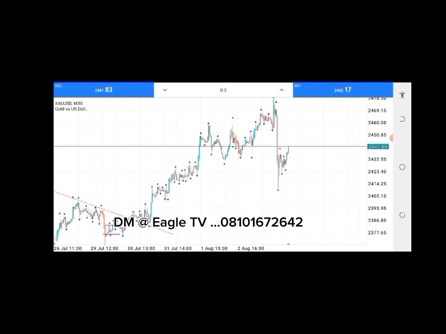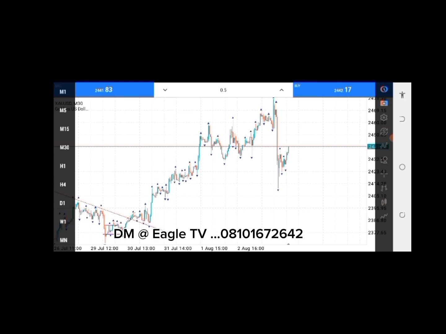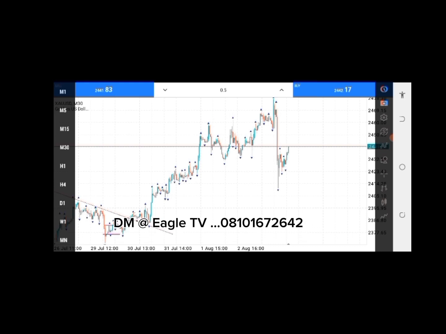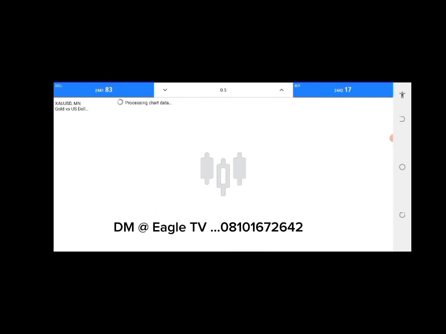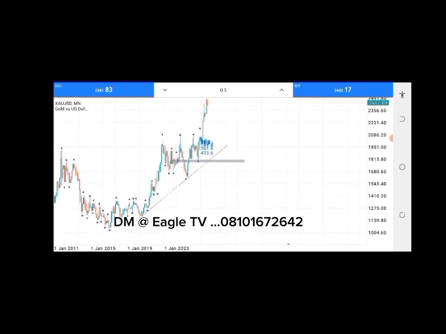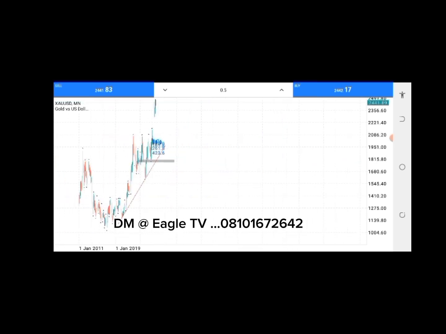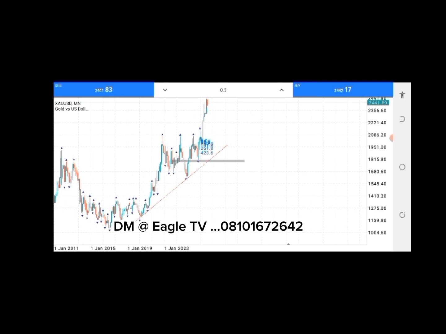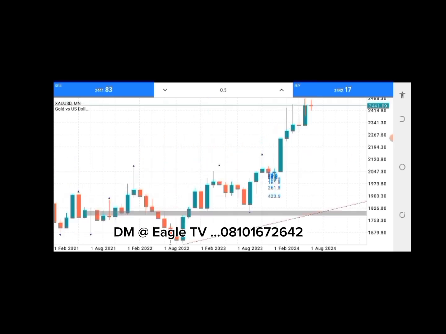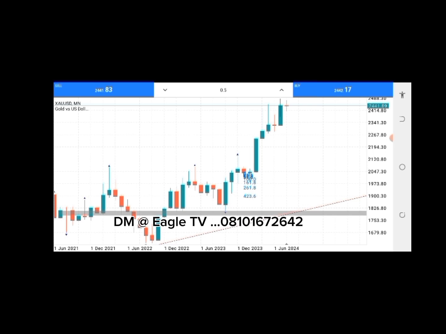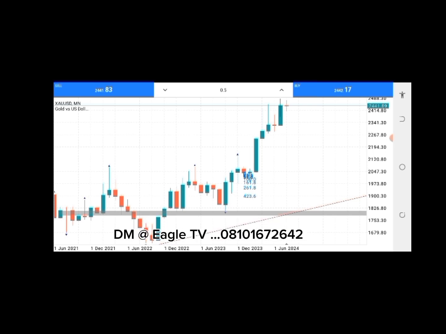Hope you understand. So what we are doing now is top-down analysis. We are going to our monthly time frame, which is the highest time frame in this Meta 5 view. Hope you understand. So now this is our monthly time frame. What are we checking in this monthly time frame? We are checking the overall trend of the market, and we are checking the second to the last candle.